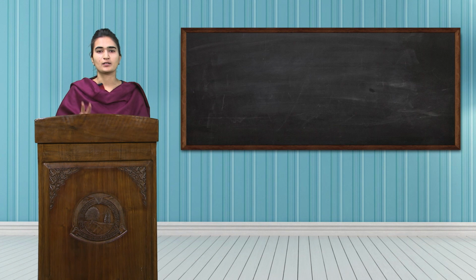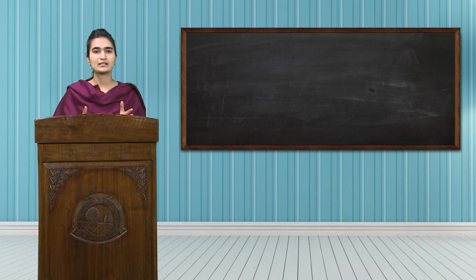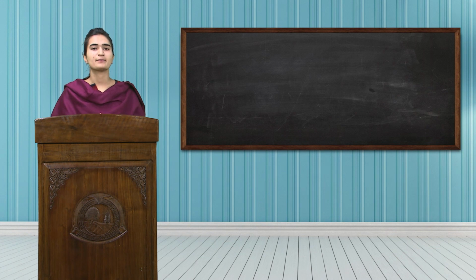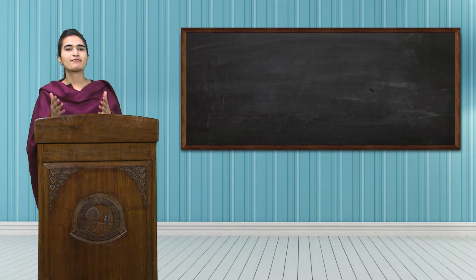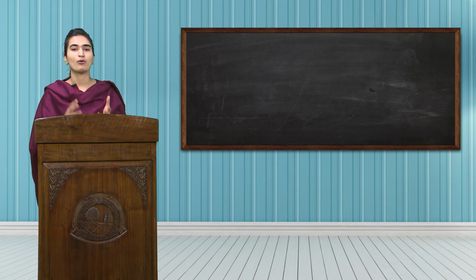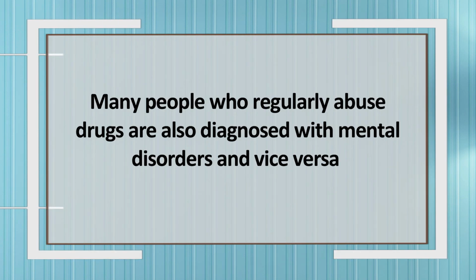Comorbidity. When two disorders or illnesses occur in the same person simultaneously or sequentially, they are described as comorbid. Comorbidity also implies interactions between the illnesses that affect the course and prognosis of both. Many people who regularly abuse drugs are also diagnosed with mental disorders and vice versa.